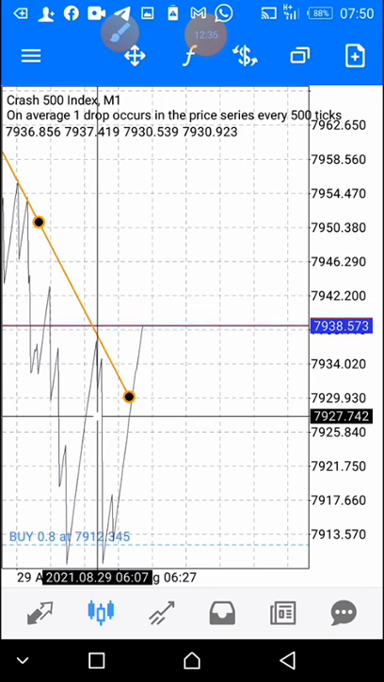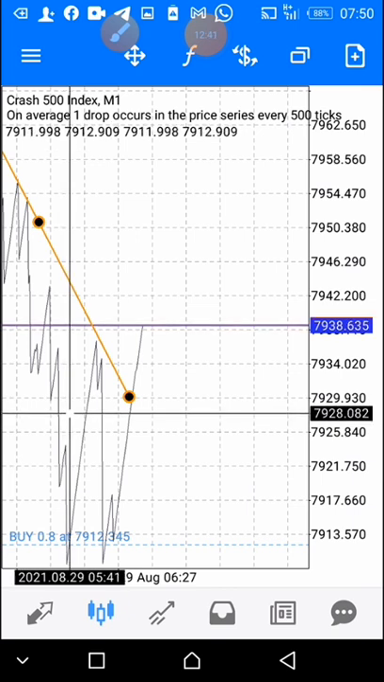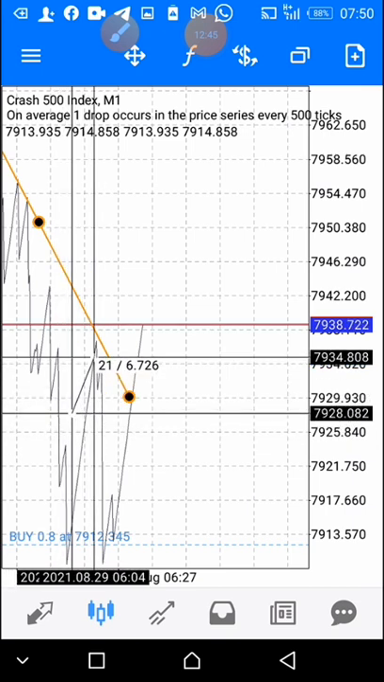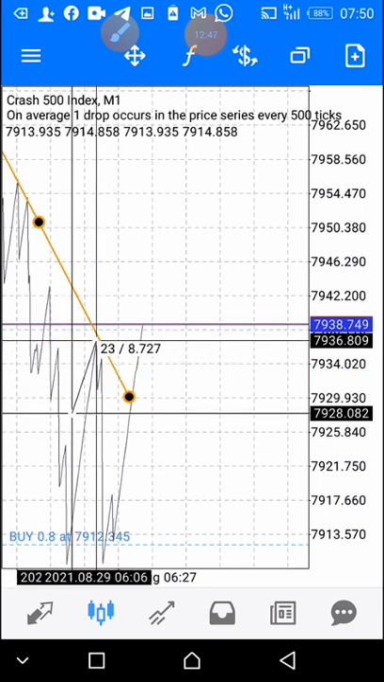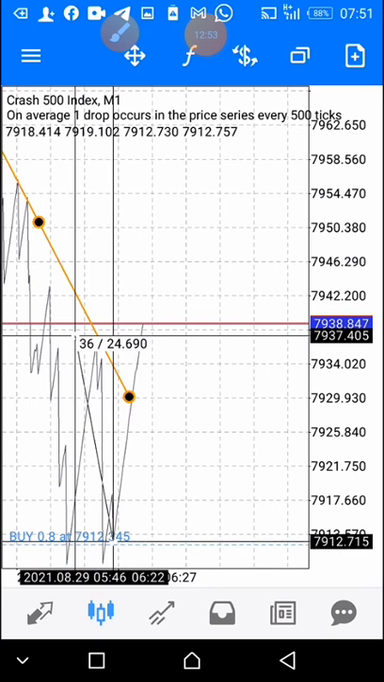Okay, so at this point I took the trade at 79.27.8. Then I waited for it. It moved up to this point and then spiked downward.